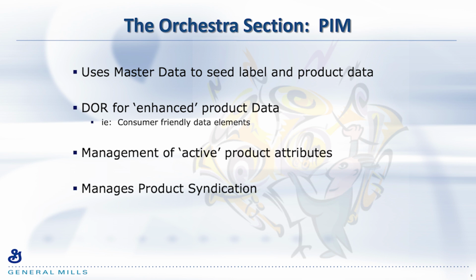So of the many, many hundreds or thousands of products that may exist, which ones are actually in market today and what's going to get published to those consumers? And then they do the product syndication. So they are publishing those products to those external resources, right? It's to GDSN, it's to the retailers, it's to whomever you want this to go to.